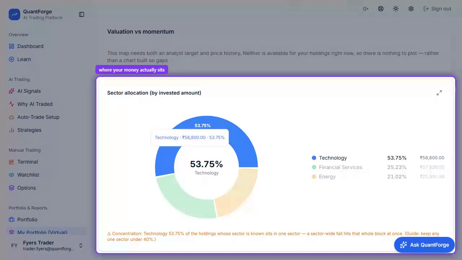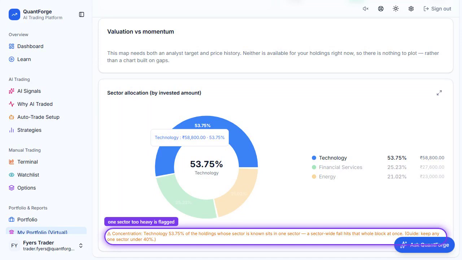The chart warns you above 40% in a single sector. And this gray slice marked unclassified? Stocks whose sector we could not confirm. It is gray on purpose, it sits last, and it is left out of the concentration warning because calling an unknown group a sector would produce a warning about something that is not real.